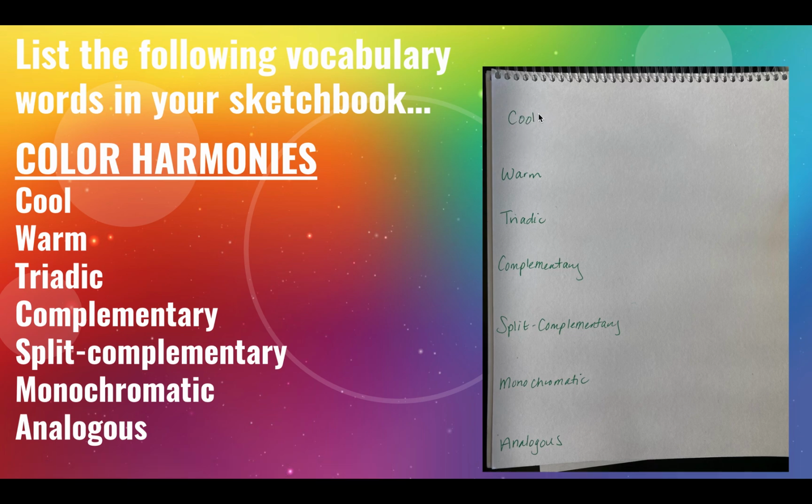So we have cool, warm, triadic, complementary, split complementary, monochromatic, and analogous.